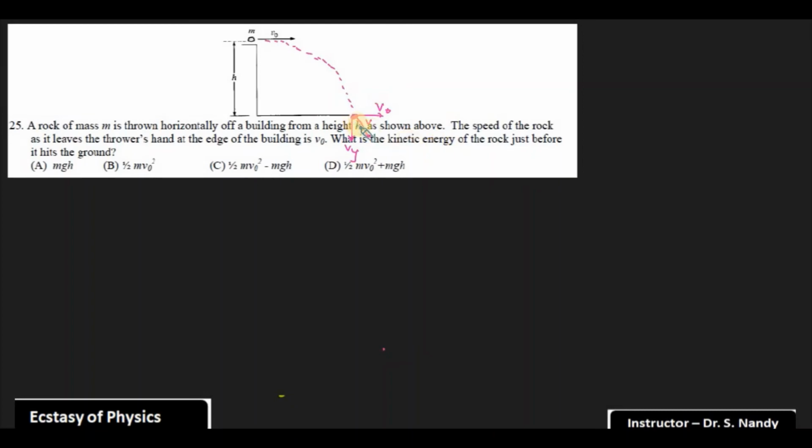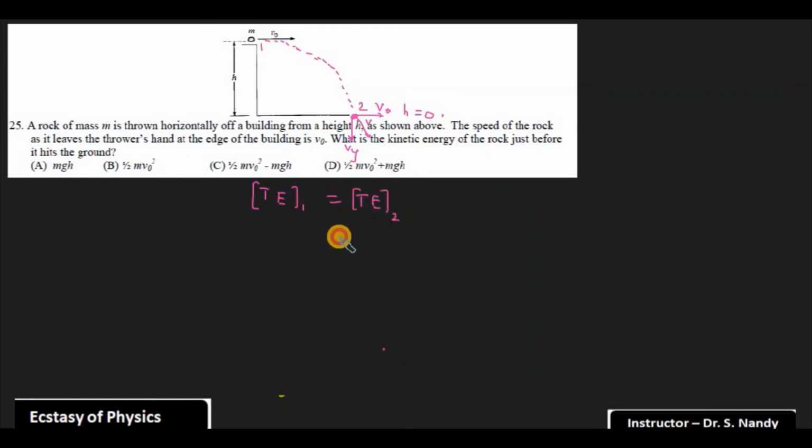But since it is just going to strike the ground, its height is equal to 0. Height equal to 0 means there will be no gravitational potential energy. Let's consider this as point 2 and this as point 1, from where the object has been thrown. The total energy at point 2 is represented by only the kinetic energy, and we know that total energy is always conserved, which means the total energy at point 1 is equal to the total energy at point 2.